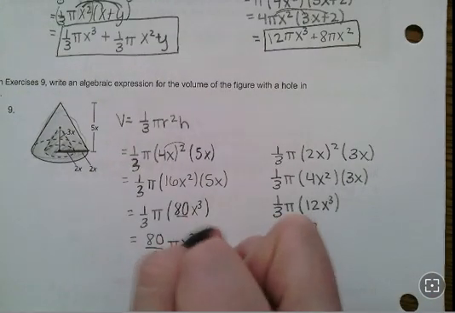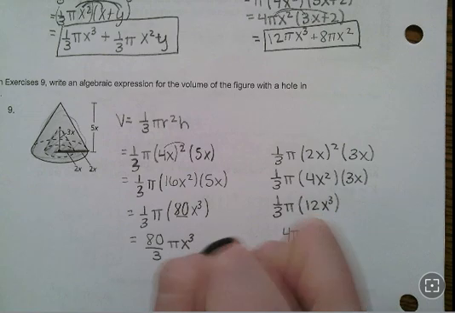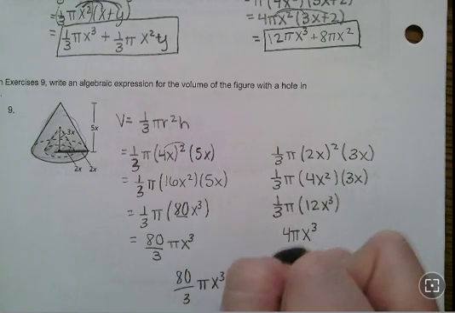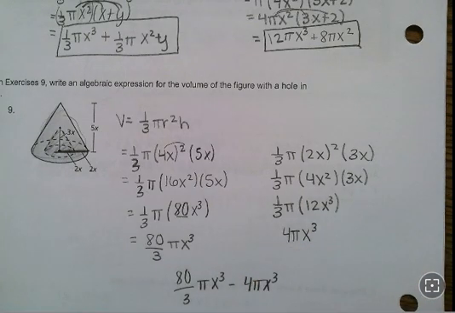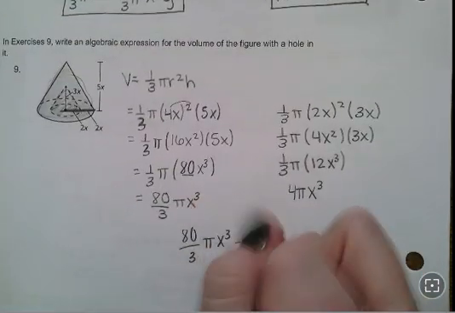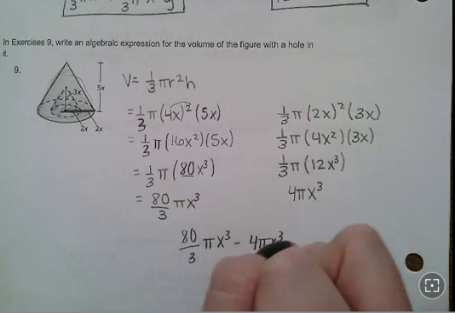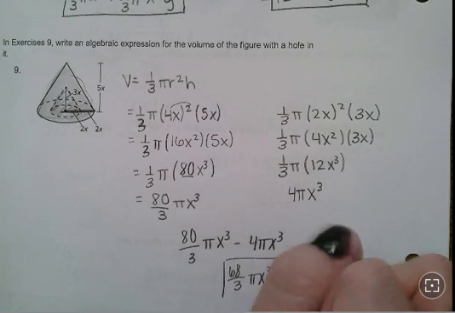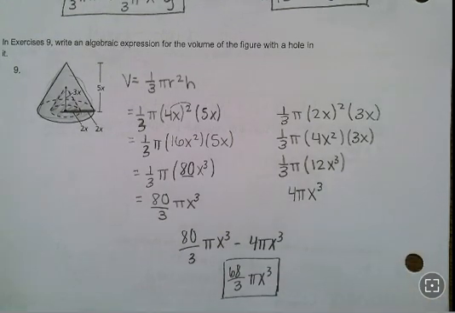So if we want to find the total, we take 80 divided by 3 pi x cubed minus 4 pi x cubed. And 80 thirds minus 4, if you plug that into your calculator, you're going to get 68/3 pi x cubed. And that's the volume of the ice cream cone.